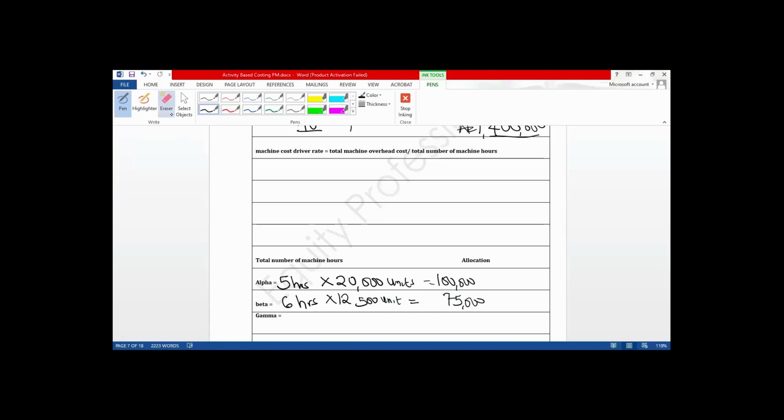Let me shift this more. I can make space. 75,000 hours. Let me shift this also. Because of space, I'm going to require this space later. This is 100,000 hours.